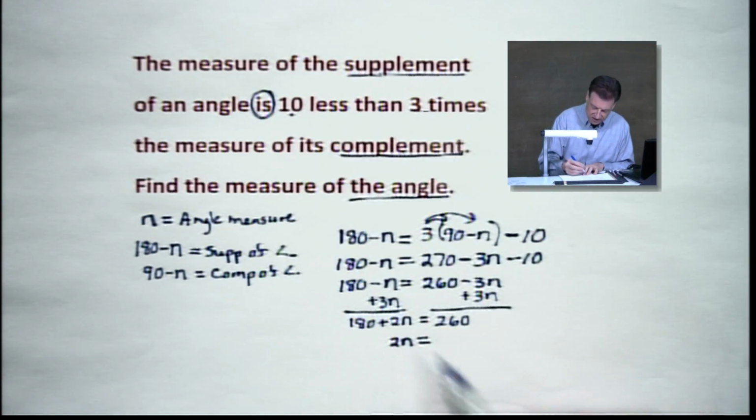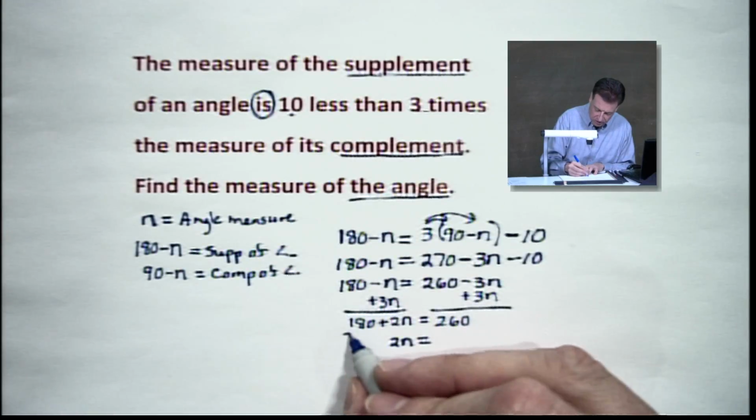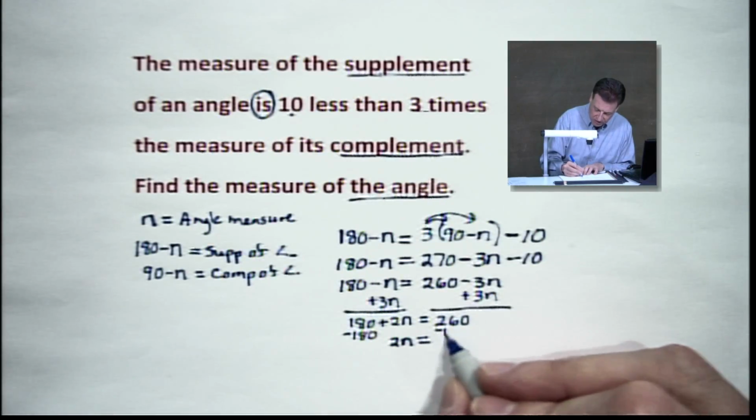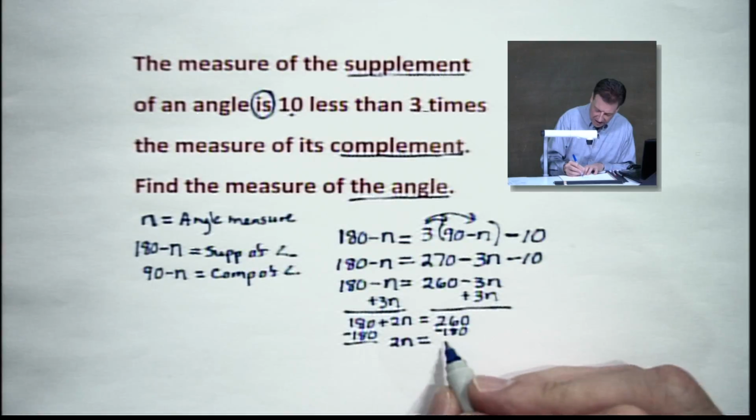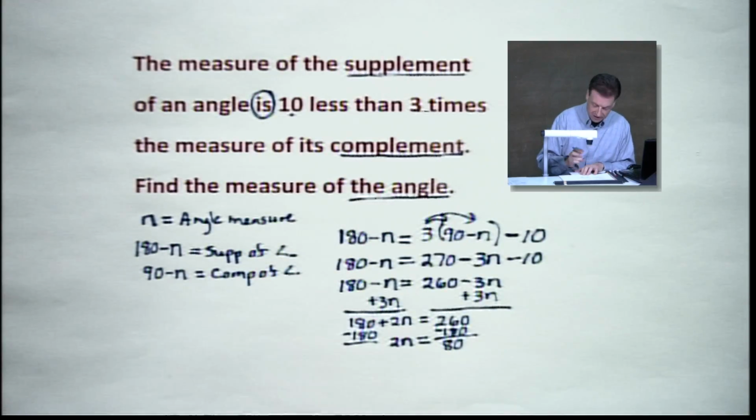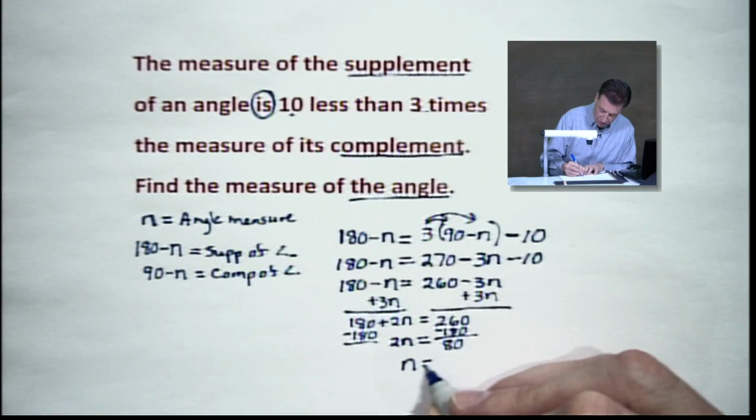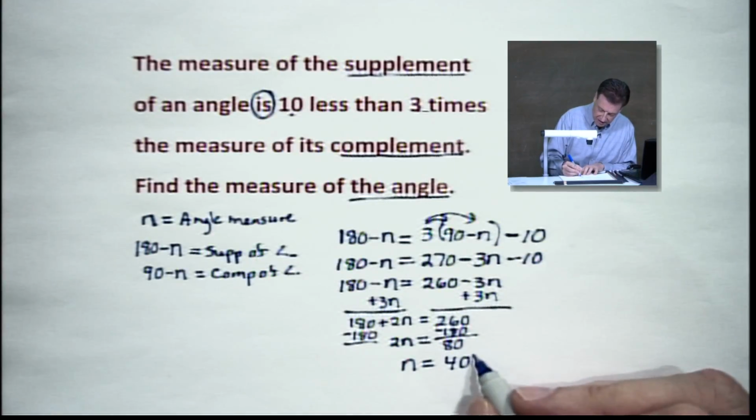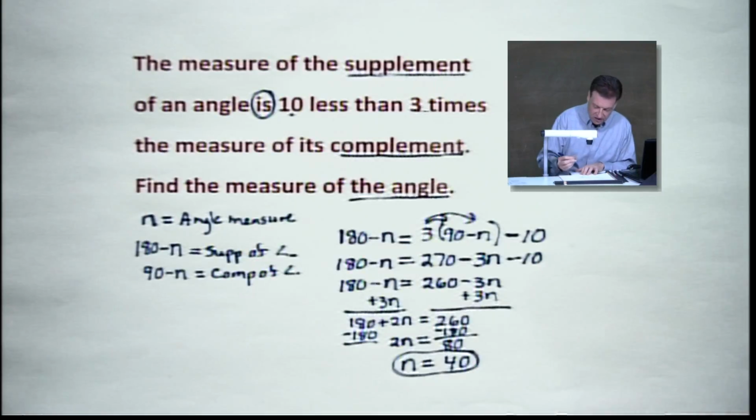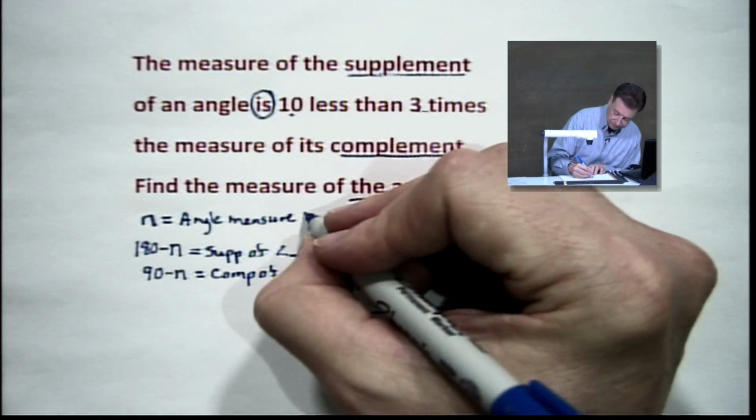And we are subtracting because we're sending it over. So I'll put a little minus 180 here, minus 180 here. Draw another line here. I'm getting 80. 2n equals 80. And how about it? n, therefore, is 40. Now, some of y'all get real excited. Well, that's the degree. That's our angle measure.